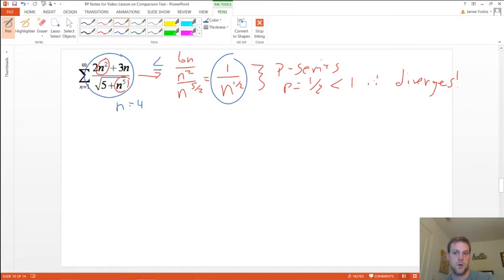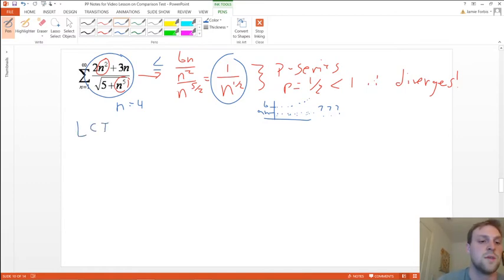So let's think about that. b sub n is the greater function and is diverging. I know that a sub n is less than that, and I can't tell from just comparing whether it's converging or diverging, so that means we have to do the limit comparison test. Right here, I used an example of n equals 4 to test that inequality, and that's okay to do.